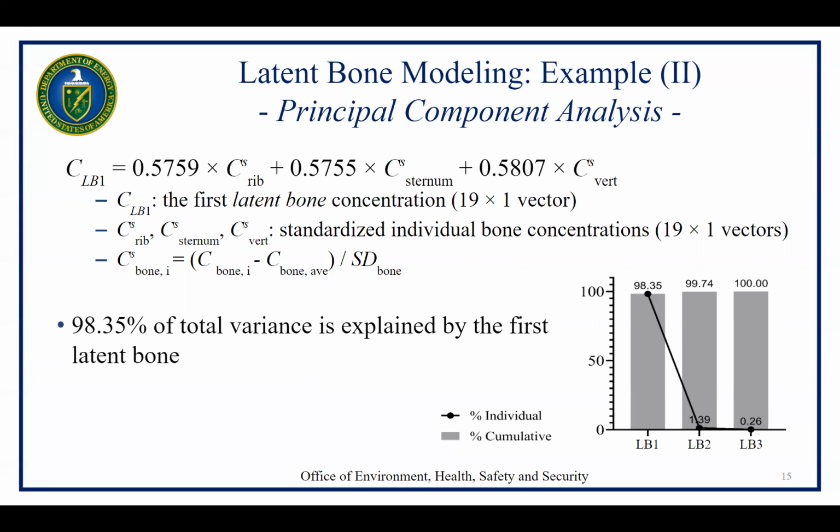Note that the 3 bone concentrations are standardized to have a mean of 0 and a standard deviation of 1. The coefficients are called loadings or weights of bone concentrations. The weighted sum of 3 bone concentrations is called latent bone scores or latent bone concentrations. In this case, the first latent bone alone explains 98.4% of total variance.